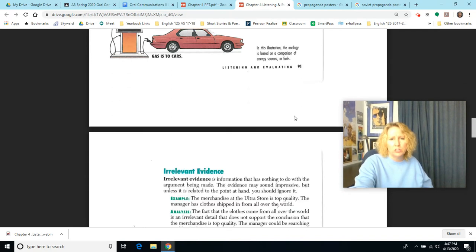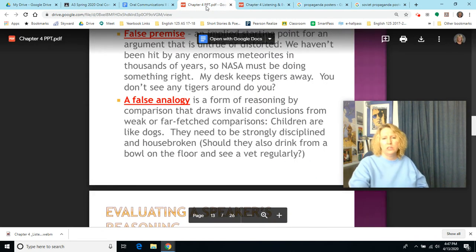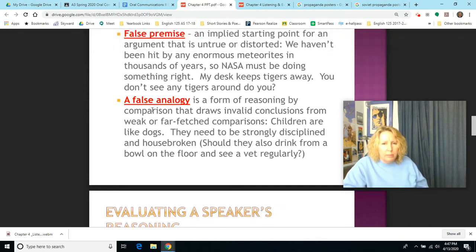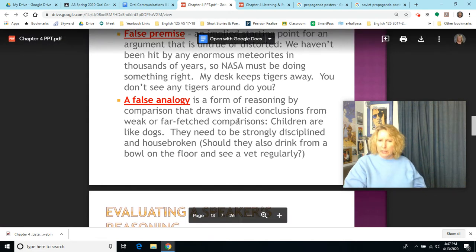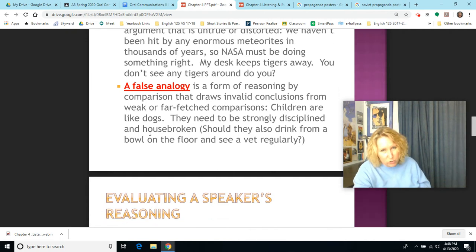Okay, so let's go ahead and turn the page to irrelevant evidence, but I want to show you on my PowerPoint what it says for a false analogy. Again, the review is it's a form of reasoning by comparing, and that it draws invalid conclusions from weak or far-fetched comparisons, like this one. Children are like dogs. They need to be strongly disciplined and housebroken. But that's a bad comparison, bad analogy, because we don't put our children on leashes. I hope not. They don't drink from bowls. They don't see the vet. It's not a good comparison. It's just a false analogy.